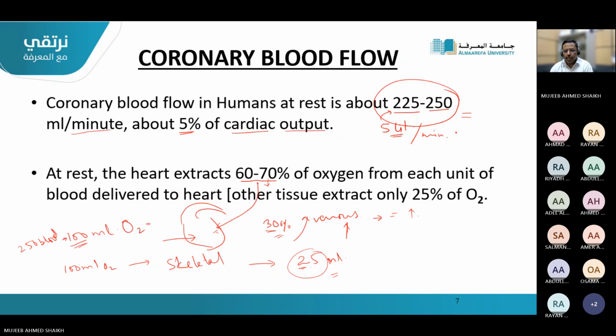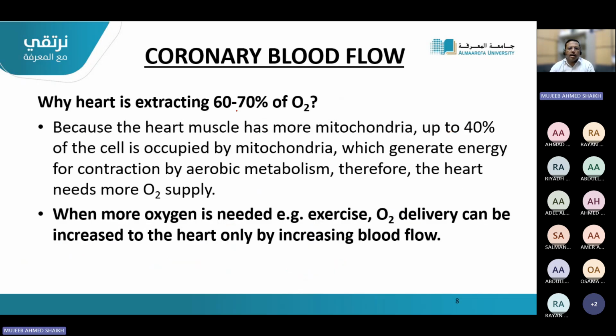But what is the reason why the heart is extracting this much oxygen at rest? Because the heart muscle has more mitochondria. It is said that 40% of the size of the cardiac muscle is filled with mitochondria. And what is the role of mitochondria?